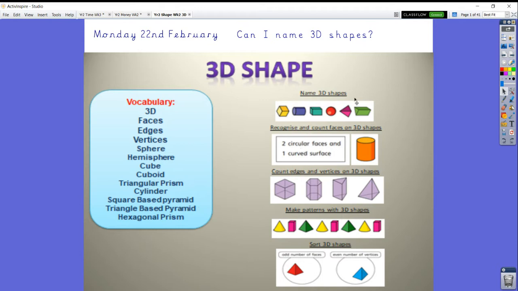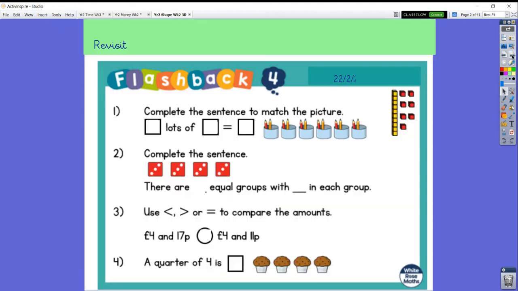So we're going to be working through these different things. We're going to be thinking about naming our 3D shapes, counting their faces, counting their vertices and their edges, making patterns with them, and sorting with them. So today we're going to be naming our 3D shapes, but first let's warm up our maths day brain with Flashback 4. Press pause and have a go.